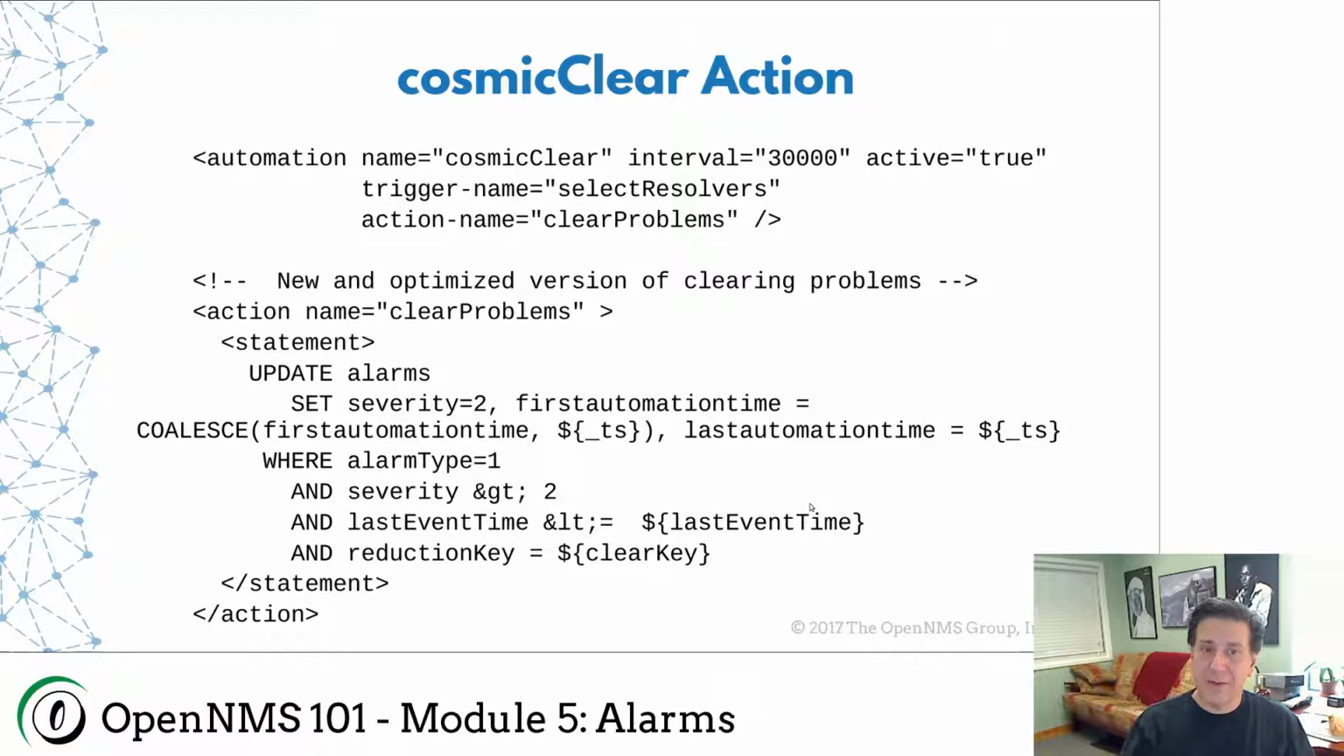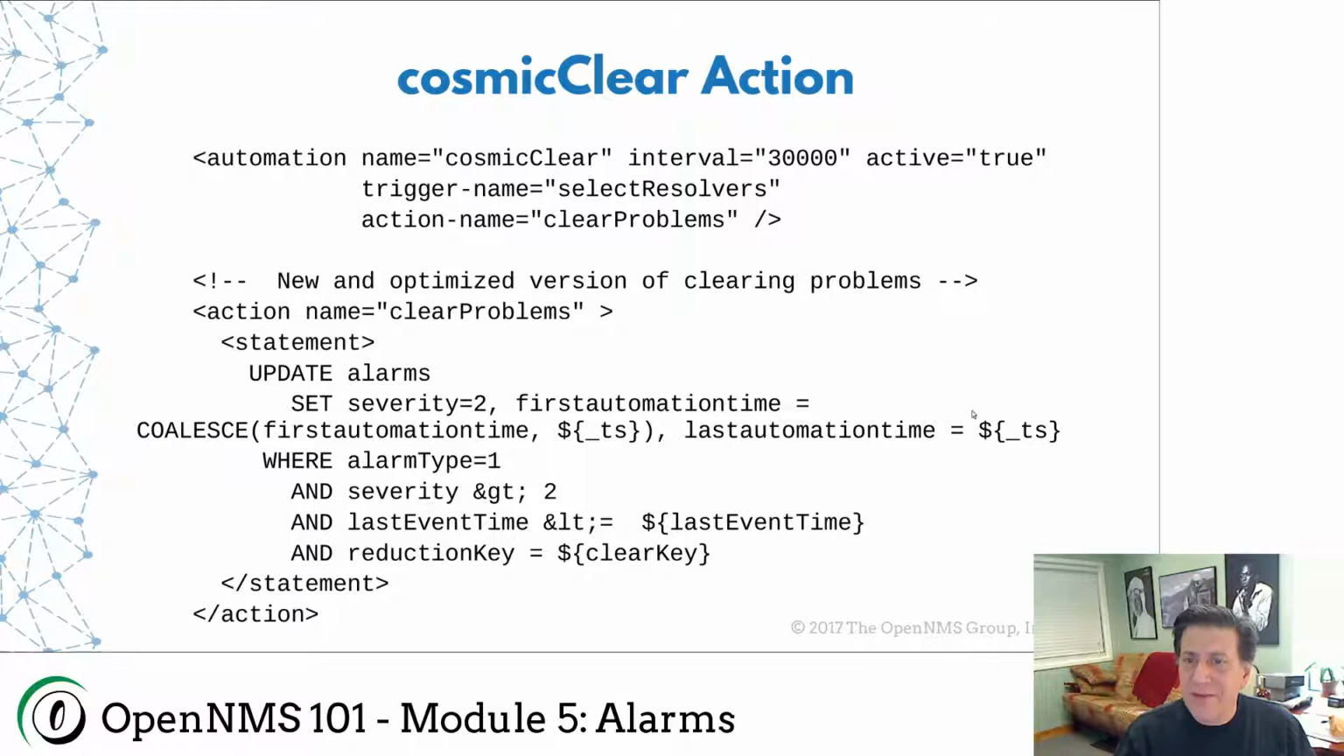Does that make sense? So, update alarms, set severity equal to cleared, where alarm type equals problem, severity is currently greater than cleared, the down occurred before the up, and that we have an up event that matches the reduction key of the down event.